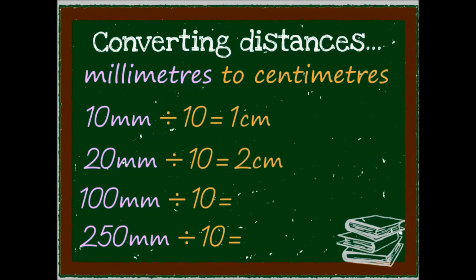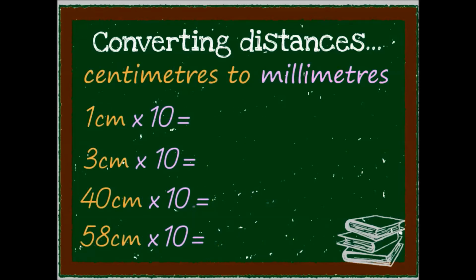20 millimeters is 2 centimeters. 100 millimeters is 10 centimeters. And 250 millimeters is 25 centimeters. Remember, when I divide by 10, I take away 1 zero on each side of the division symbol.